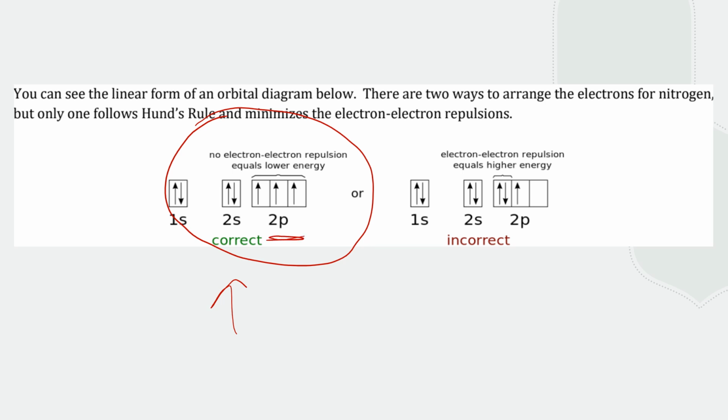However, in the other one, by pairing up initially, it creates an imbalance. It creates electron to electron repulsion that indicates higher energy. It's less stable, more erratic.